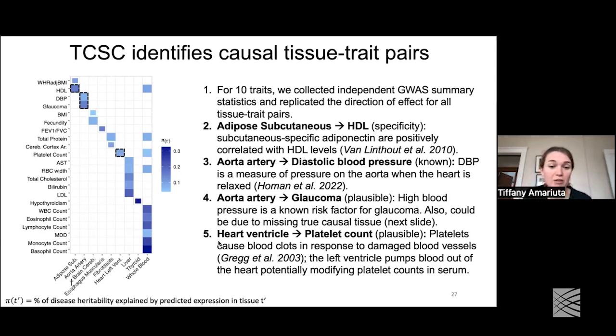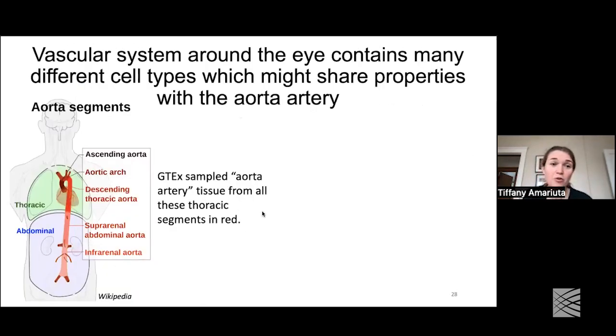And then finally, heart left ventricle was found as the putatively causal tissue for platelet count. And we think this is quite consistent with the fact that platelets do cause blood clots in response to damaged blood vessels. And so indeed, if the heart is pumping out blood, it might have an effect on serum levels of platelets.